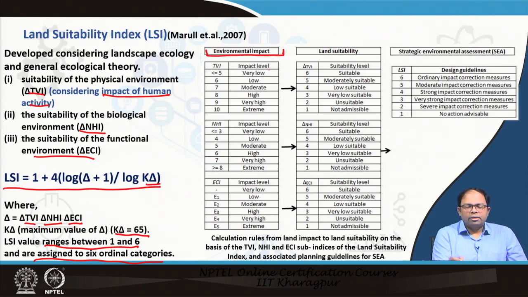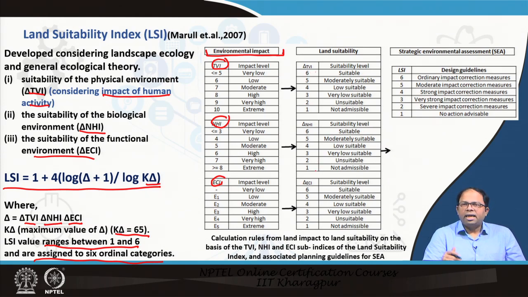So you can see that the first, TVI, talks about environmental impact. So the impact level, low or high, is calculated using this particular index. It is calculated for the TVI index, for the NHI index, and also for the ECI index. And from impact, we have to convert that to suitability, right. So if it is extremely impactful, then it is not suitable. If it is very low impact, then it is suitable. In the same way we find these values and assign them scores 1 to 6.